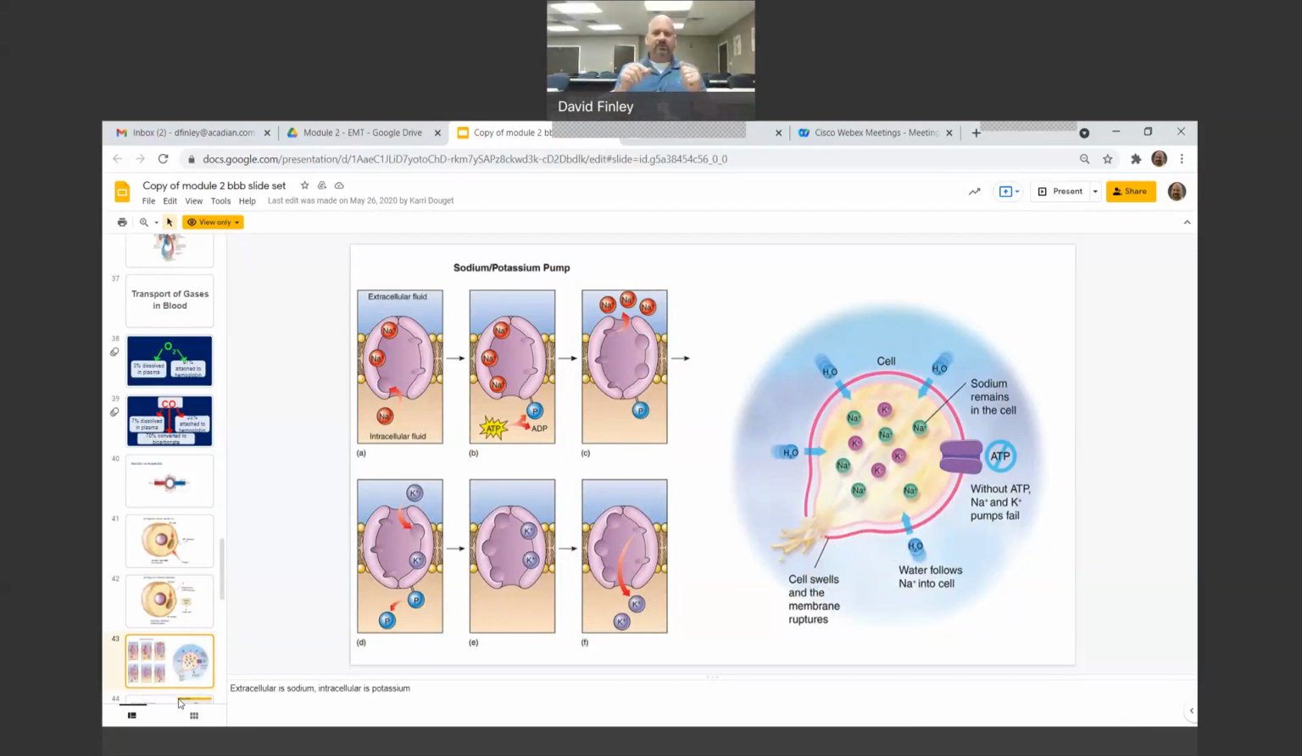So what this is showing is little sodium and potassium pumps, okay? Potassium is the primary intracellular ion. We got a lot more potassium, we got a little sodium in the cell. Outside the cell, sodium is the primary extracellular ion. So we have a lot of sodium and a little potassium. Well, the sodium wants to flow into the cell, okay?